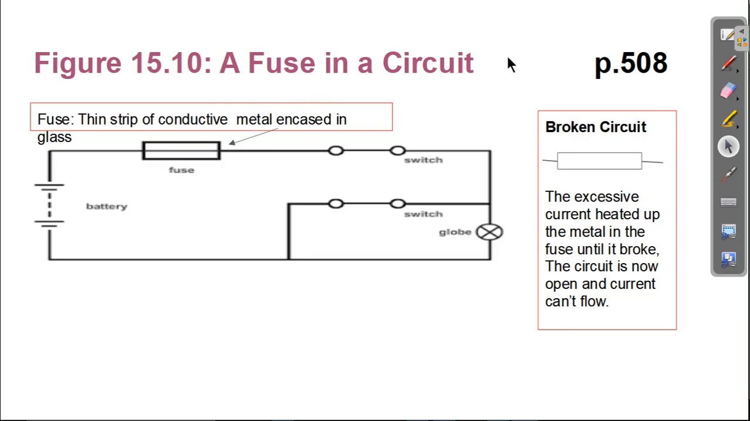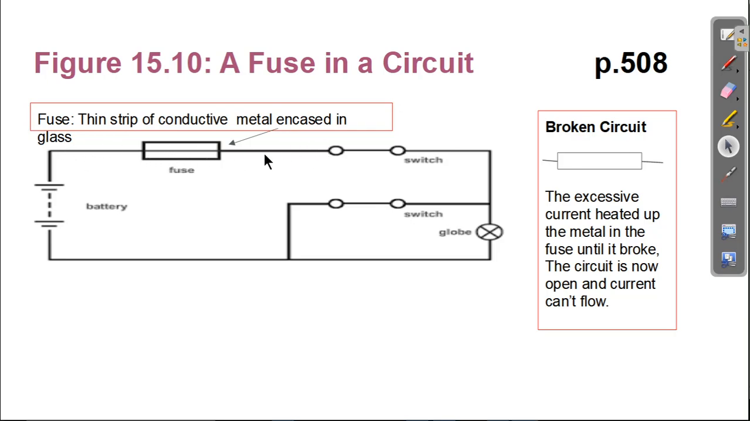Okay, let's look at figure 15.10 on page 508. It says a fuse in a circuit. You're familiar with fuses. All your houses have fuses to prevent things from burning down. If you have too much current, remember what we talked about, friction creates heat creates fire. So you put fuses. This section right here represents a fuse. It is a thin strip of the conductor. So this wire right here is thinner, it can be a lot thinner, and it is encased, usually by glass, this glass right here.